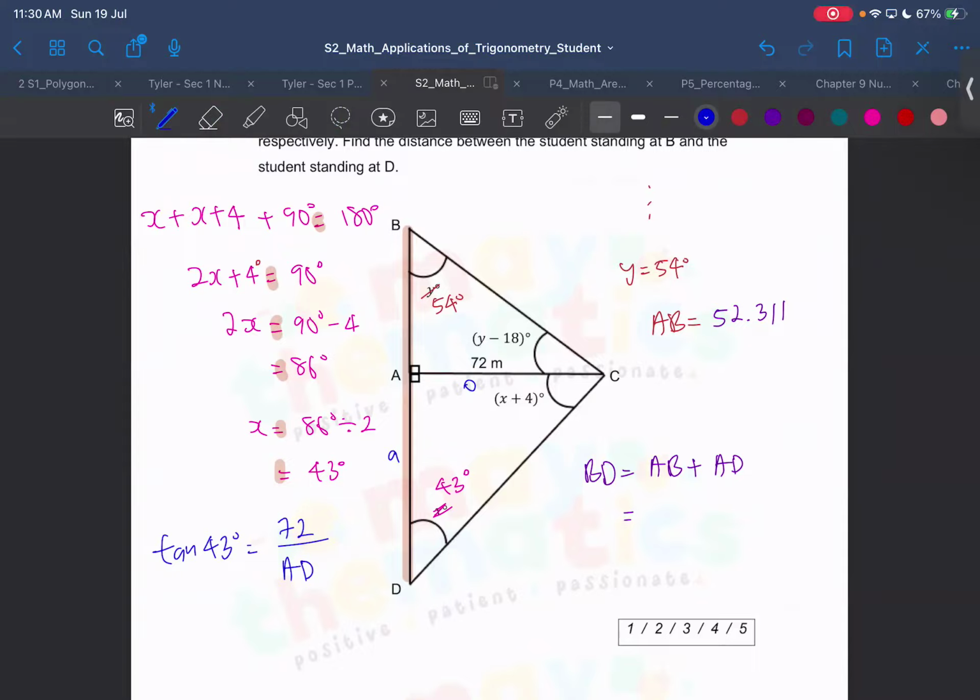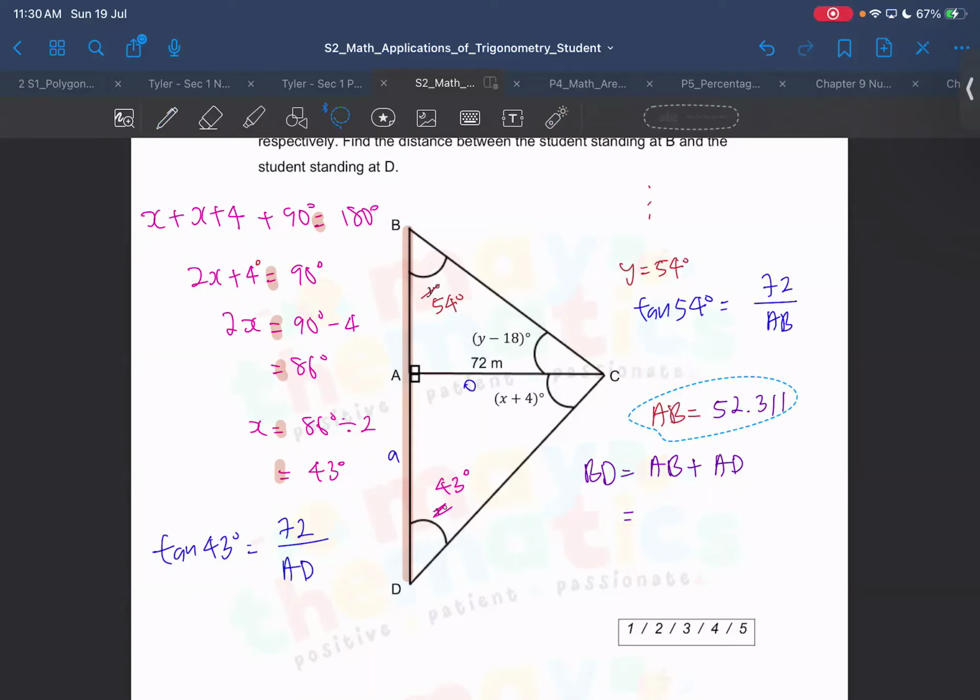Sean, you got this? Okay, what's your working for AB? Tangent 54 over 1 equals 72 over AB. Then you need to cross multiply. Then what's your next line? 72 over tangent 54. Correct, okay? Divide and see. Like that.